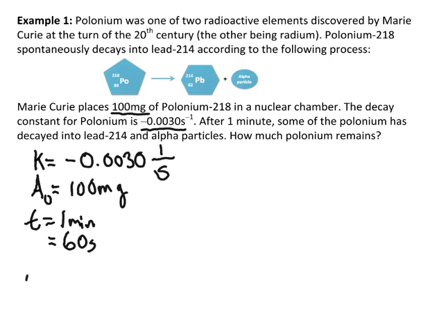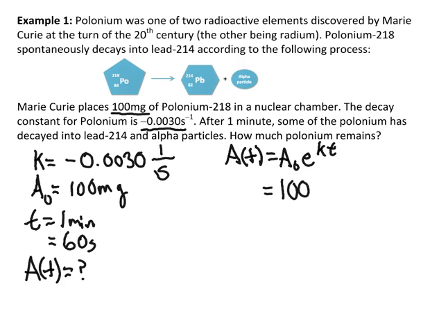And the thing that I'm trying to solve for is how much remains. How much polonium do I have at the end? So that's A of t that I'm looking for. My general equation is A of t equals A0 e to the Kt. This is already rearranged for A of t, so we can just plug in everything. So A0 is 100 milligrams, e to the negative 0.003 times t, which is 60.